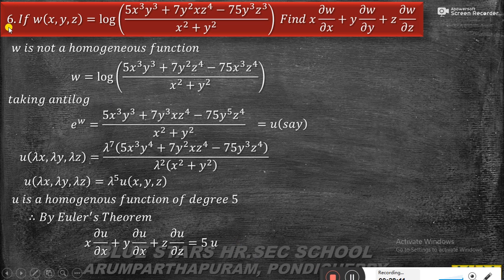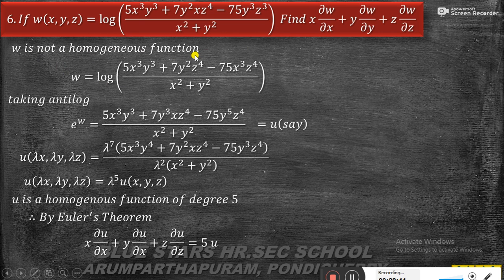So next we discuss the sixth problem. If w of x, y, z equals log of (5x³y⁴ + 7y²xz⁴ − 75y³z⁴/(x²+y²)), find x ∂w/∂x + y ∂w/∂y + z ∂w/∂z. So here, we will prove this equation.